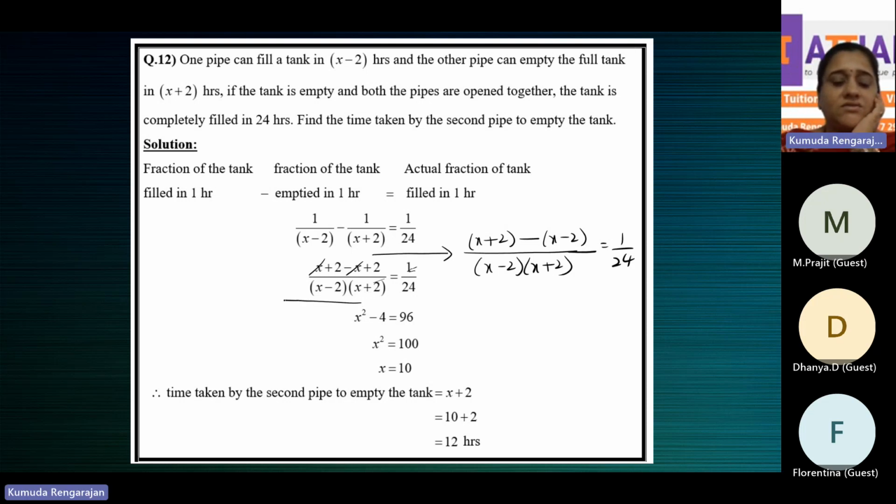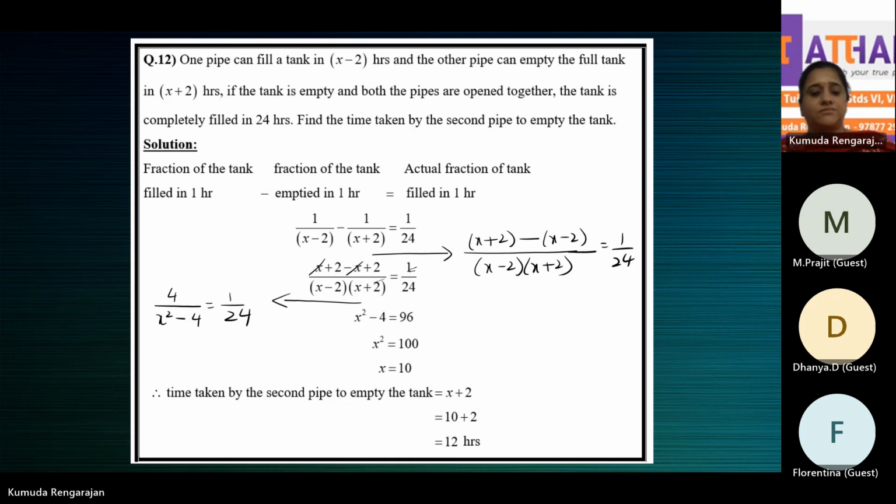Maybe you can just write that step here also. You can write 4 divided by x square minus 4 is equal to 1 by 24. 2 plus 2 is 4 by x square minus 4 is equal to 1 by 24. When you cross multiply, you get x square minus 4 is equal to 96. All right.